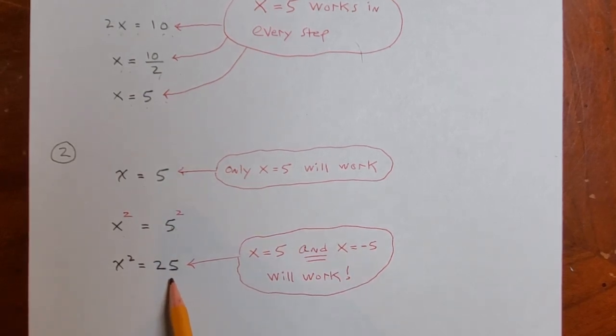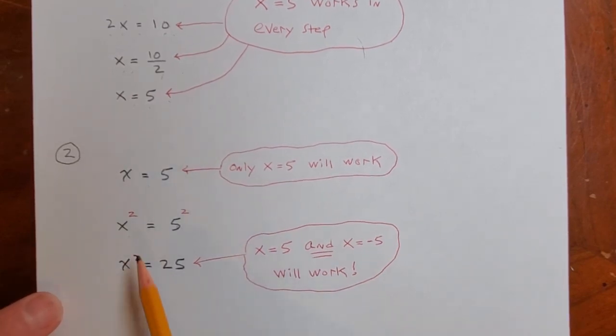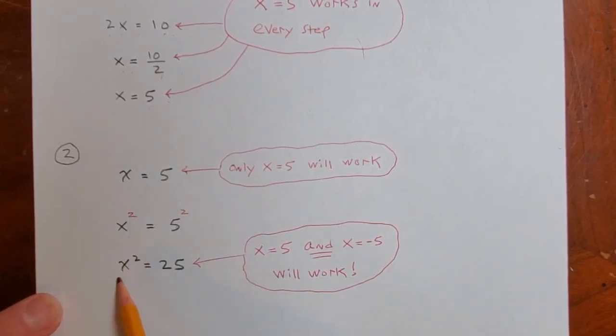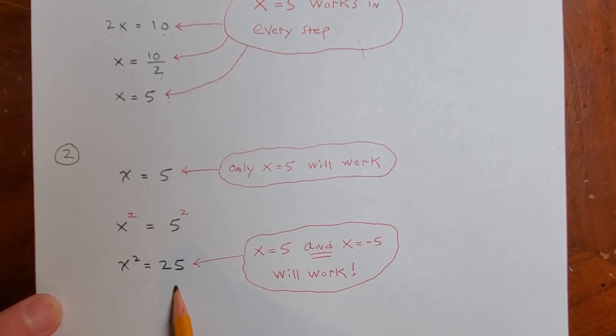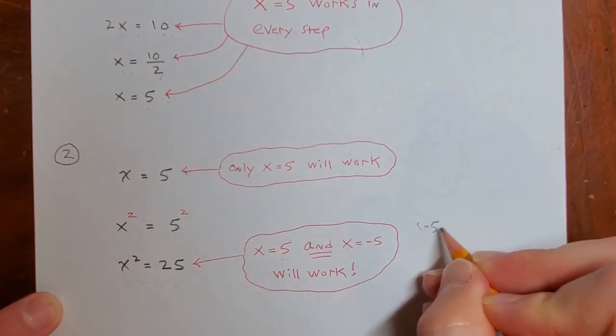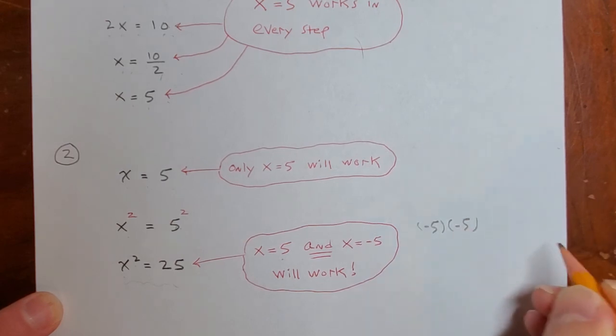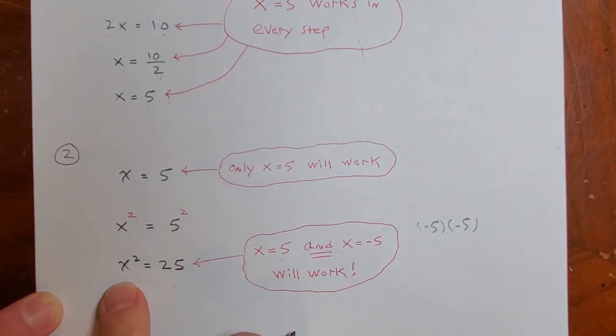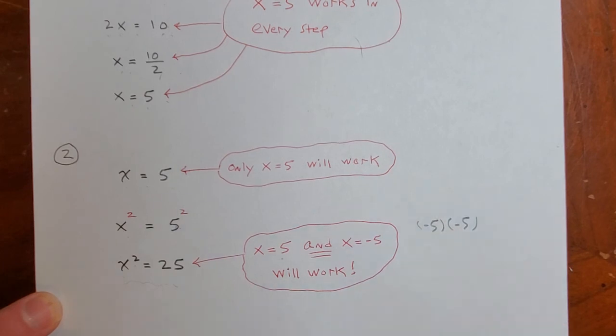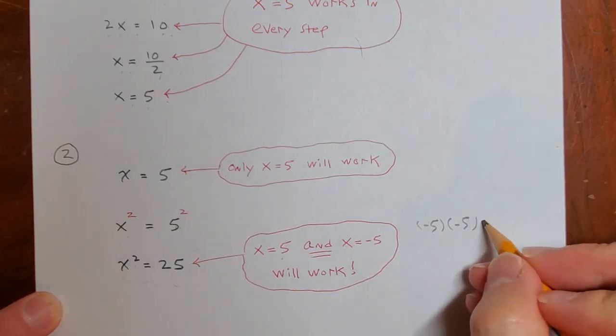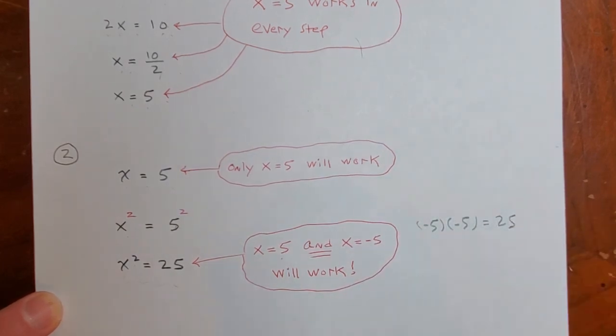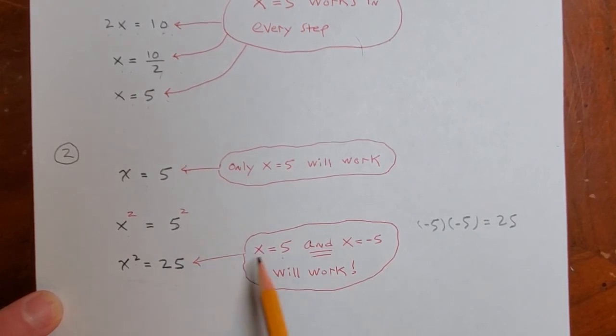Why do I say that that's weird? Well, what can x be to make this equation work? x could be 5, because 5 squared is 25. But it could also be negative 5. Why is that? Negative 5 squared is negative 5 times negative 5. What's a negative times a negative? It's positive. What's negative 5 times negative 5? 25. So see, this has more answers than that one that came before it.